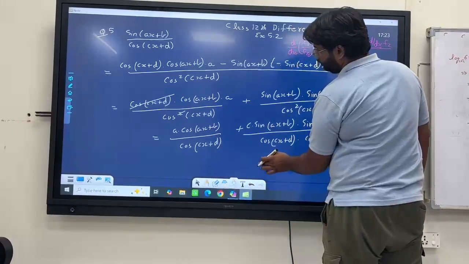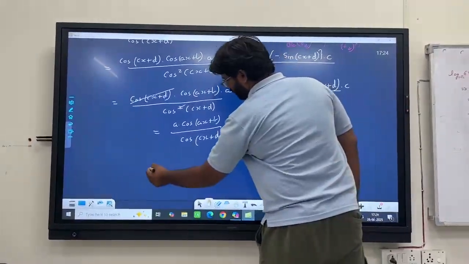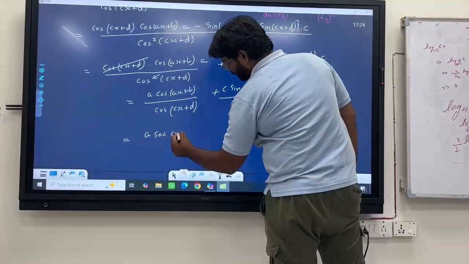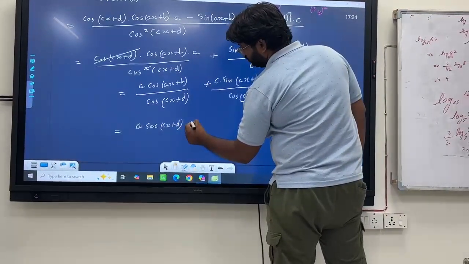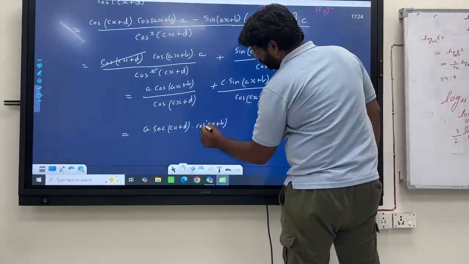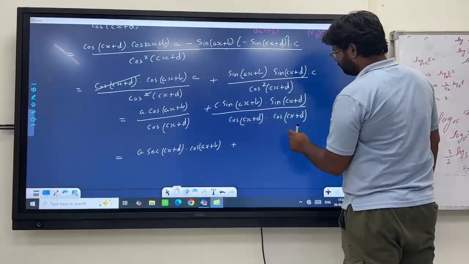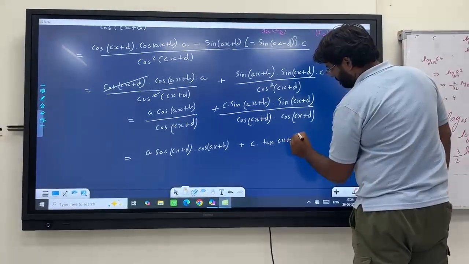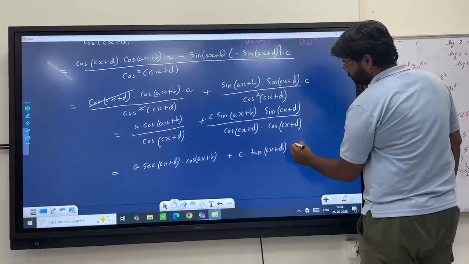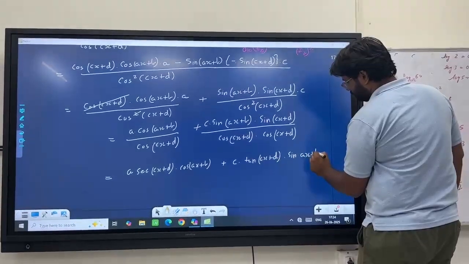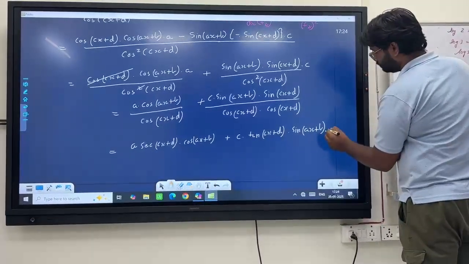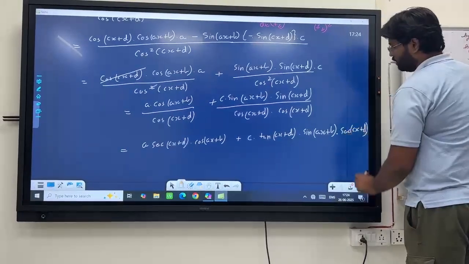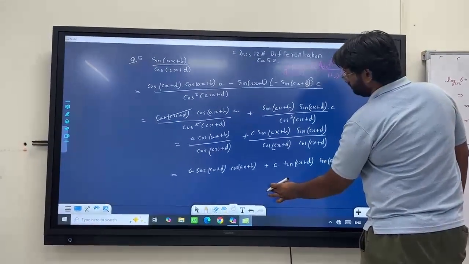Now here it will become a, the reciprocal of cos is sec, so hence a sec cx plus d into cos ax plus b, plus, now sin cx plus d upon cos cx plus d will give tan cx plus d into sin ax plus b, and cos cx plus d will become sec cx plus d. This is our final answer.